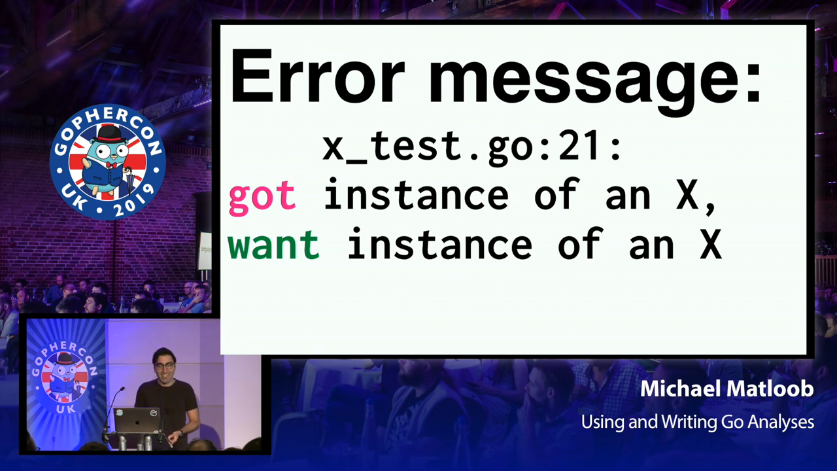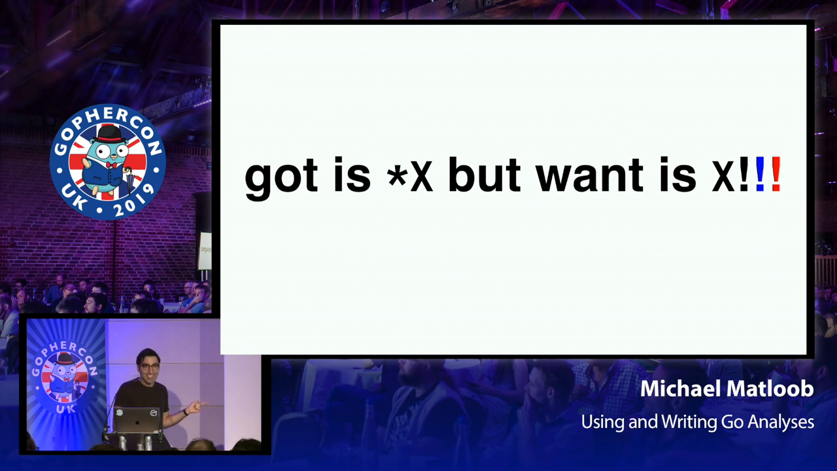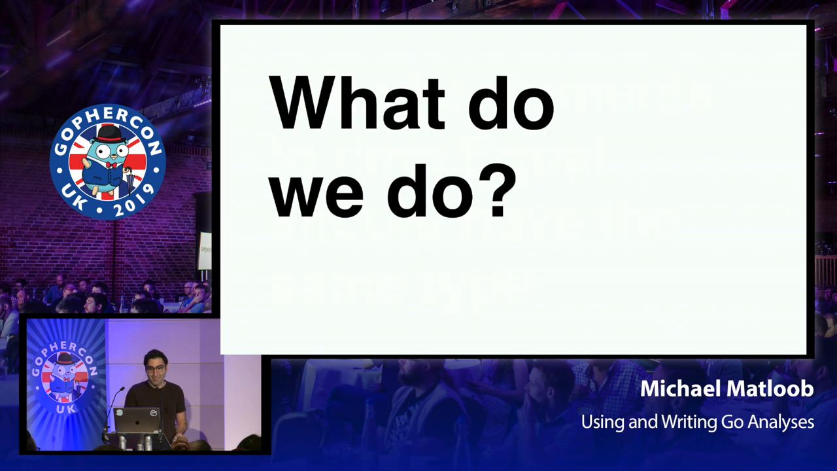It says got instance of an X, want instance of an X. They're the same thing. What's going on? I'm super confused. I can spend tens of minutes debugging something like this, wasting my life away. Well, the problem is that got is a pointer to X. It's a result of NewX. And want is an X, it was just a literal X value. So the types are different. And comp.Equal wants the types of its arguments to be the same. So this is really annoying. I could have stared at that code for tens of minutes and not figured out what was going on. And I feel like I've wasted my life.